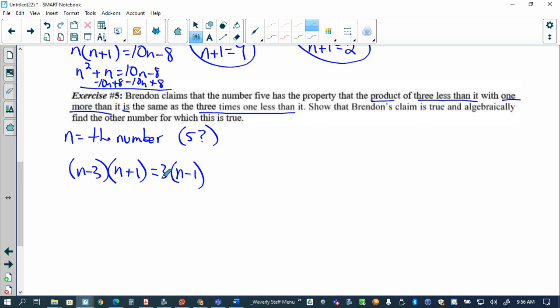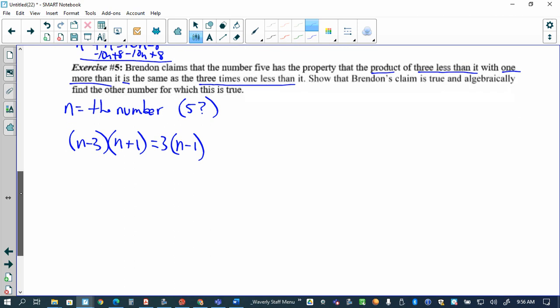Anyway, what we're going to do here is distribute the 3, distribute it. And then you get n minus 3n minus 3. Let's clean up over here. We get n squared, what?